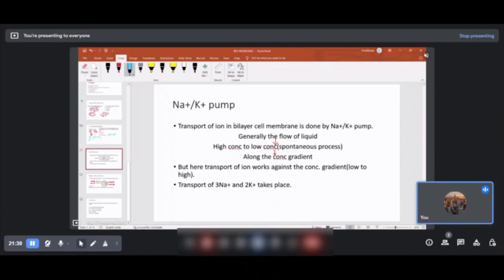First, the transport of ions in the bilayer membrane is done by the sodium potassium pump. This is a very common fact that the flow of liquid happens from high concentration to low concentration, along the concentration gradient. But here, the transport of ions works in the reverse condition. That is, it is working against the concentration gradient. Normally liquid flows from high to low concentration, but transport of ions works from low to high concentration. And the question is how many sodium and how many potassium ions take part in this ion transfer. Three sodium ions and two potassium ions take part in this ion transfer.